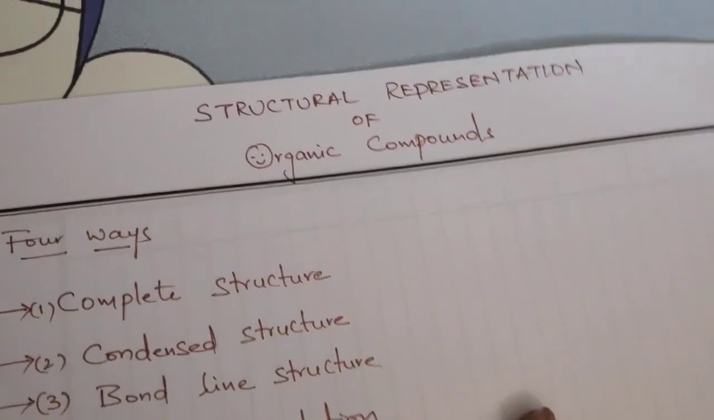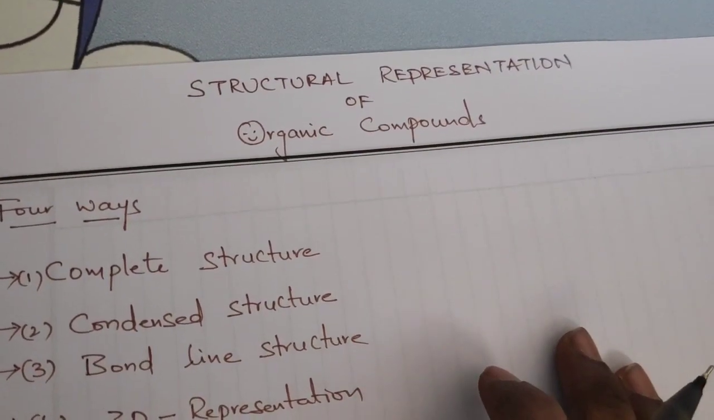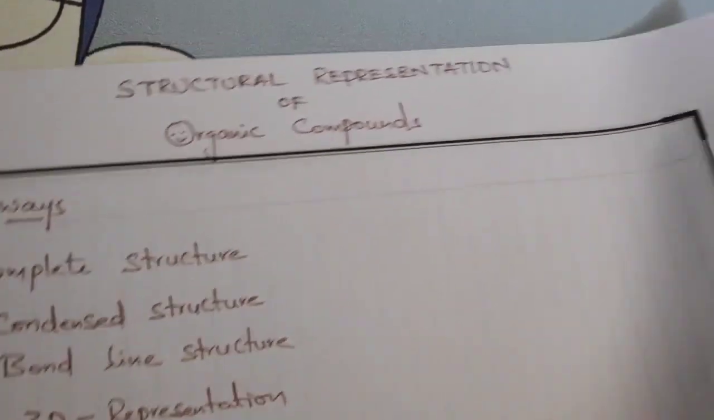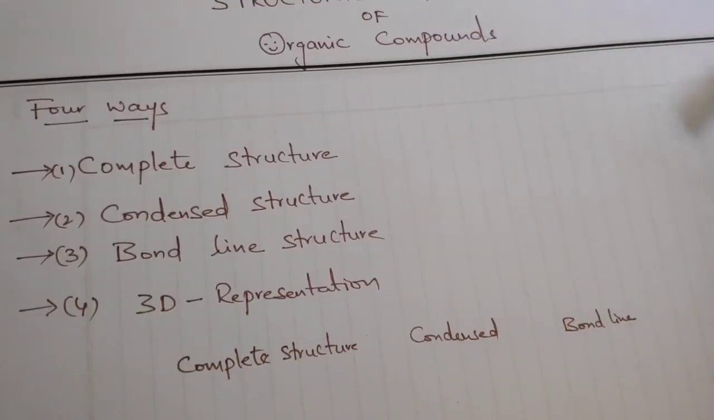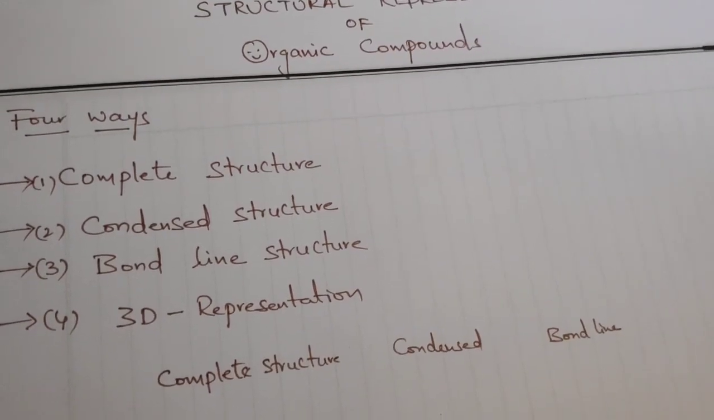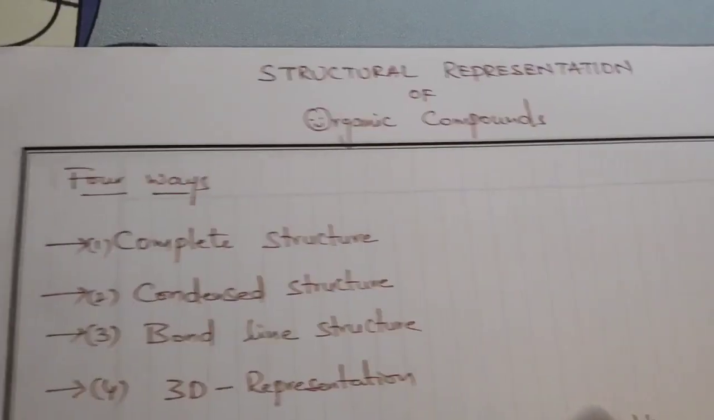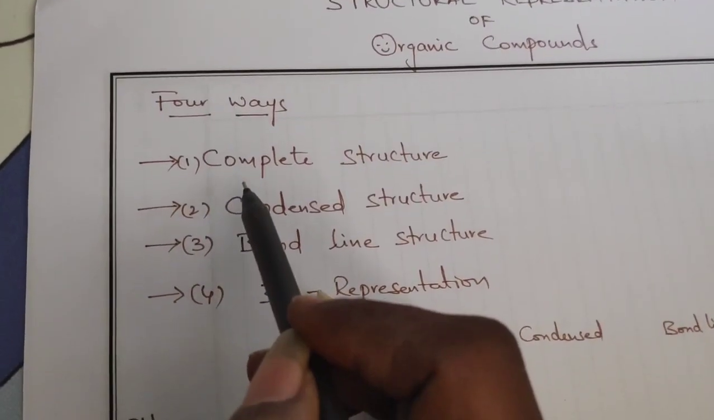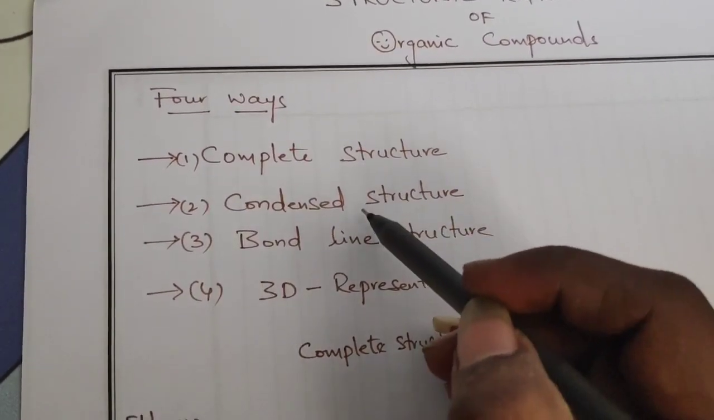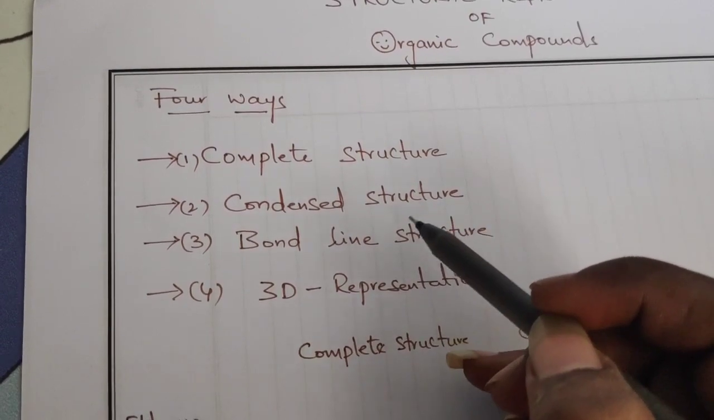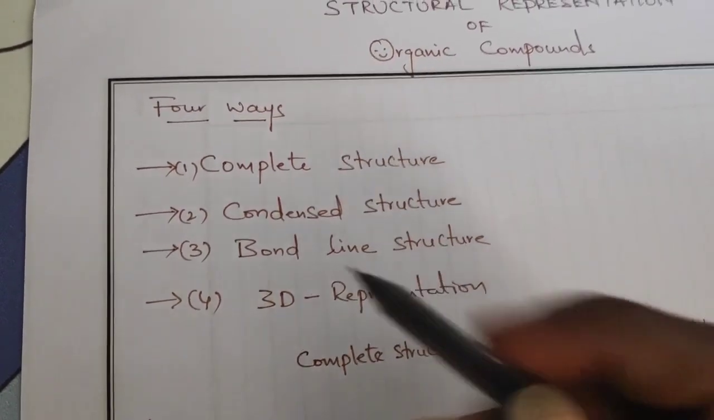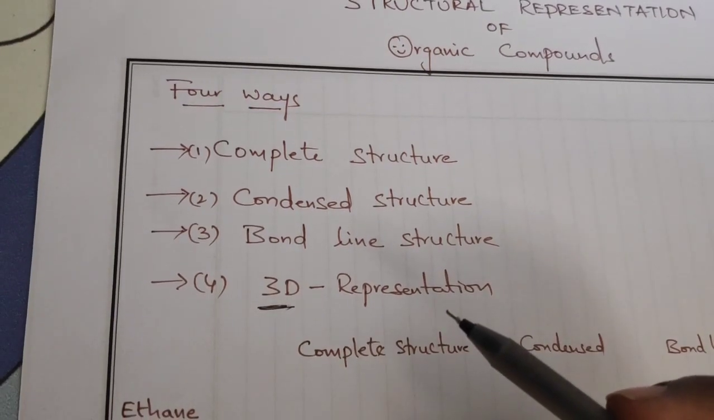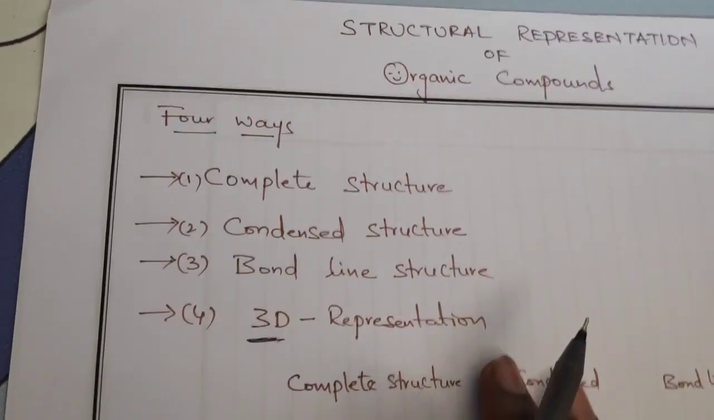This is the topic today, structural representation of organic compounds, class 11. In this topic, we will learn how to represent a molecule, particularly organic compounds. There are four ways. The first way is complete structure, and the second way is condensed structure. Third way is bond line structure. The fourth one is very different. It is 3D representation. Let us talk individually.